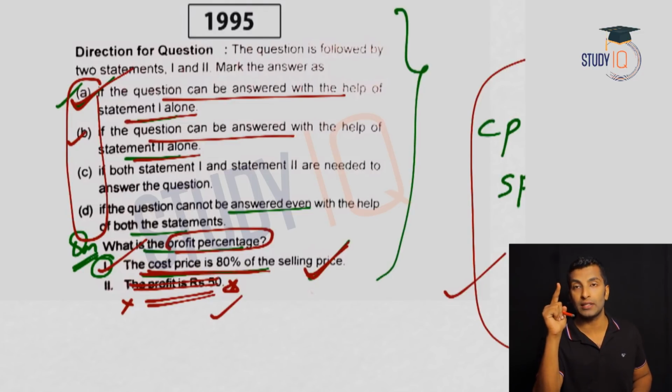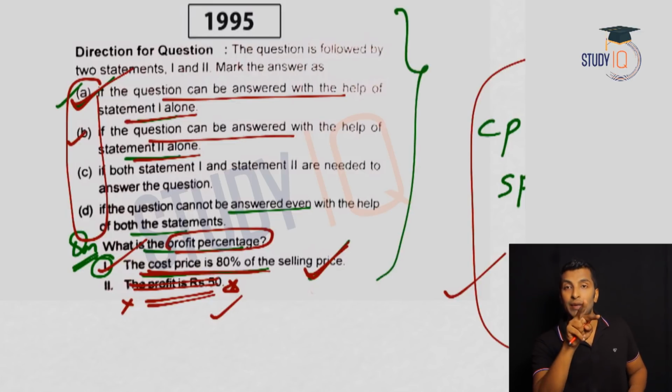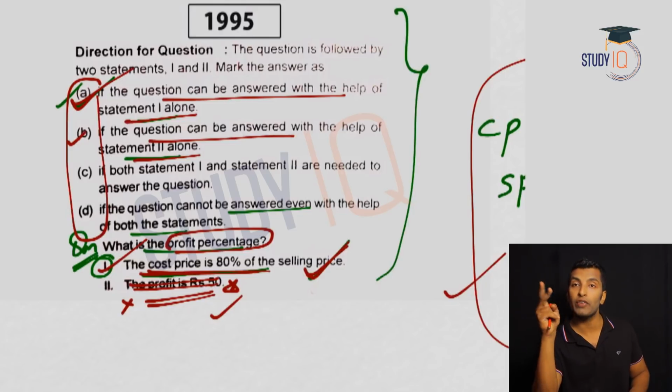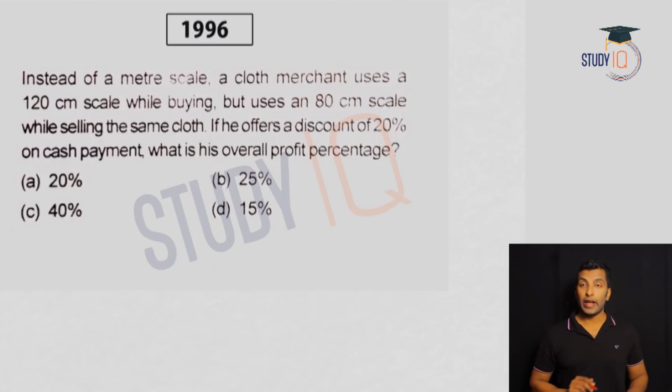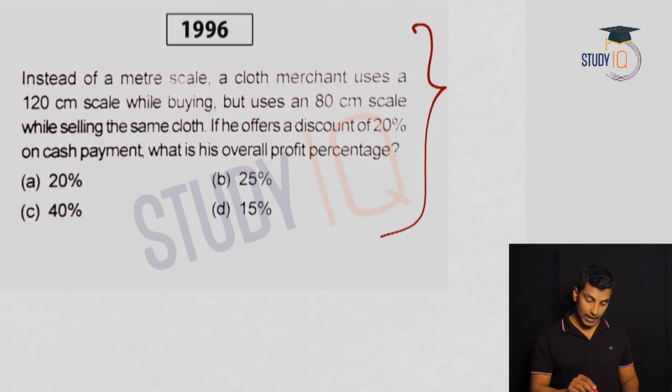Statement 1 will help you to answer the question alone. Statement 2 will help you to answer the question alone. Either statement 1 or statement 2 alone will help you to answer the question. Statement 1 and 2 together will help you to answer. Neither of them will help you to answer. Okay, take a minute and solve this question, 96 question.